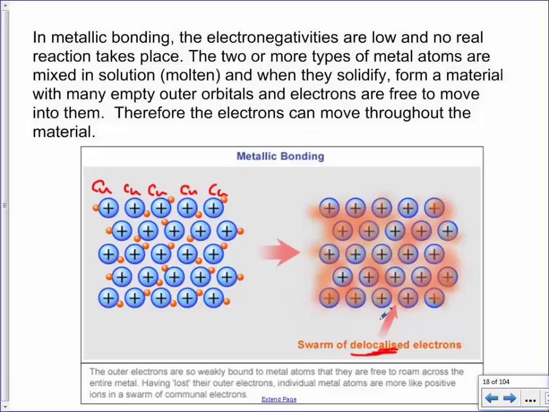I like to think of a Rice Krispie square myself. You know how a Rice Krispie square has all the little Rice Krispies in between there? And then there's that marshmallowy goodness in between there that keeps it all stuck together? That's kind of what happens in metals.